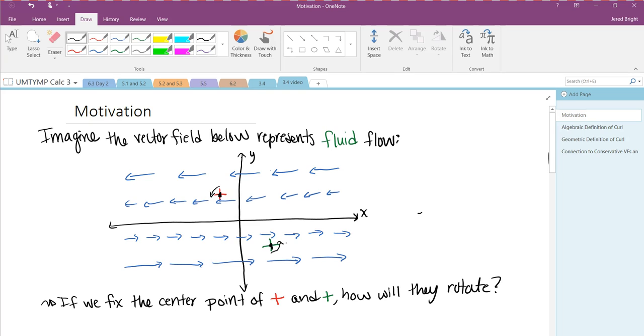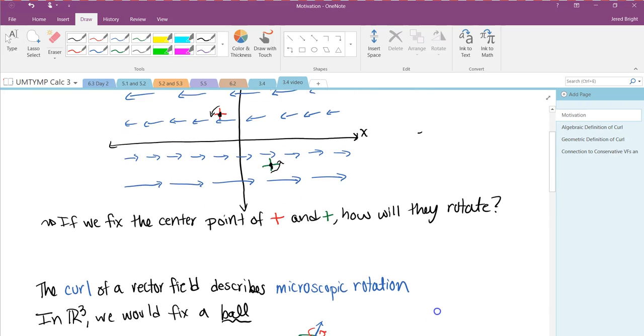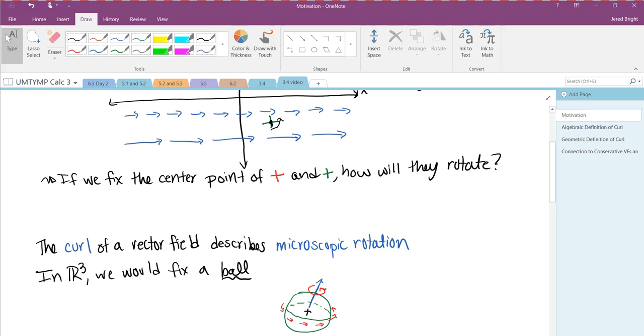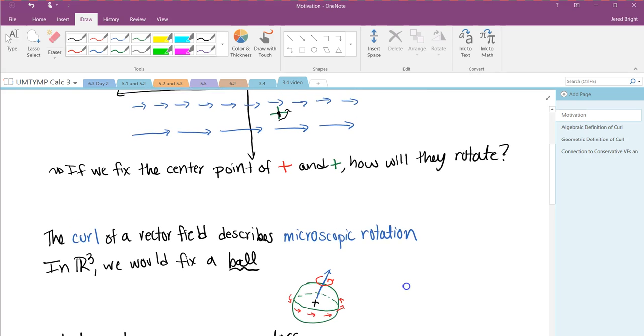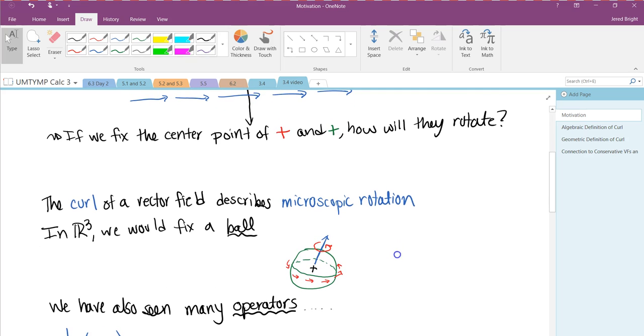Okay, so even within a vector field, if we put an object in there, we could have some kind of microscopic rotation. And so we did it in 2D, and similarly in 3D we might have a vector field. So we would look at balls around a point, and here we would see it would be spinning along some axis. So that's a large overview of what curl is going to be, but we also want to think about the curl perhaps as an operator.